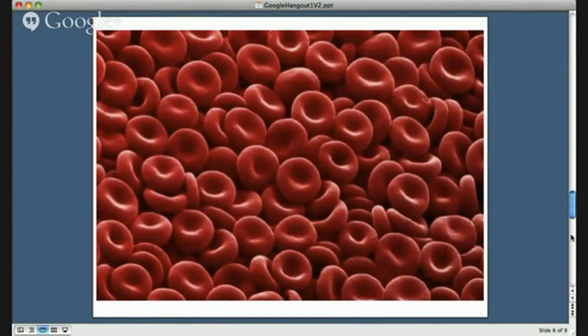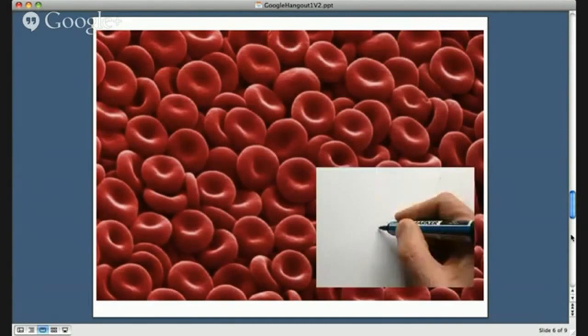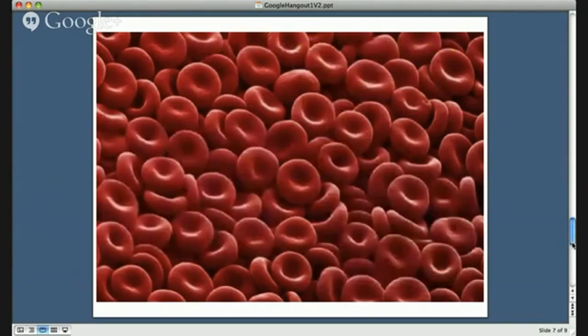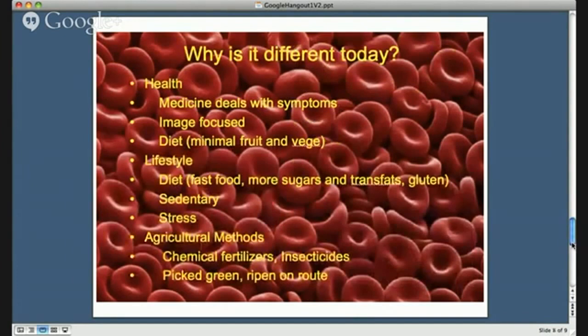But then as we move out of our working years into our later life, when we're in retirement, broken bones become an issue again, and dementia and Alzheimer's, skin issues, mobility, loss of hunger. There's a lot of different things. You can see that across our lives, health really has different meanings and contexts. And again, in later life, sometimes it's about first aid.